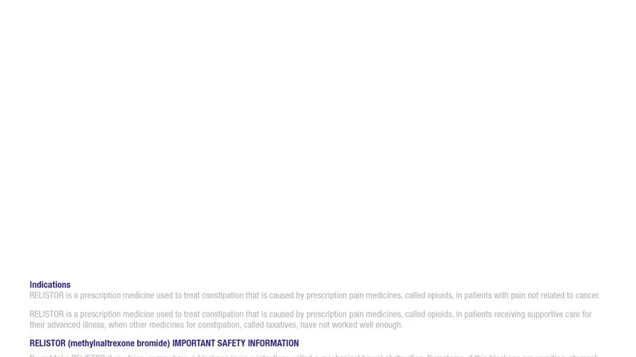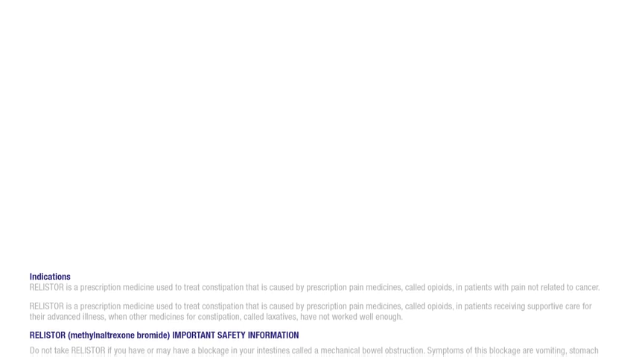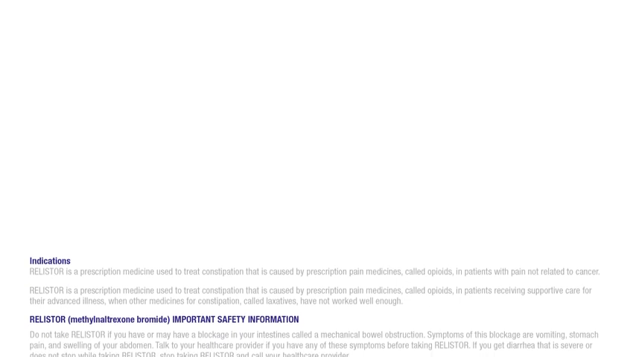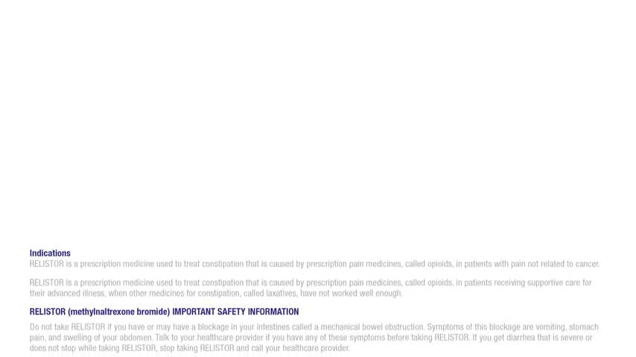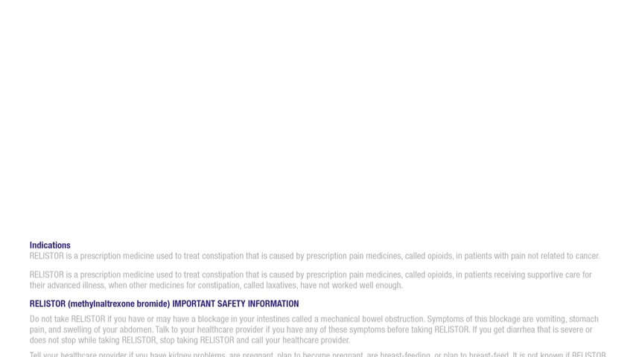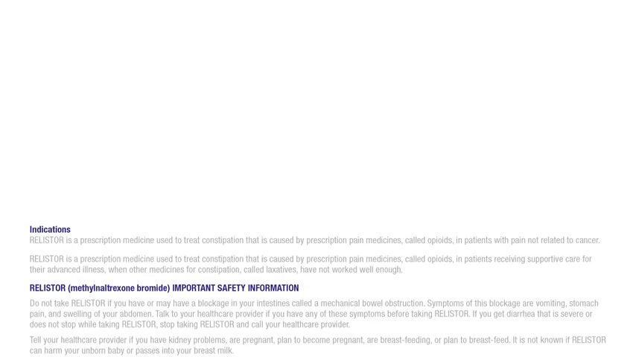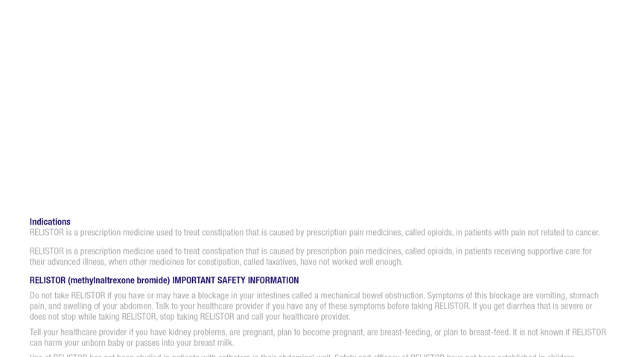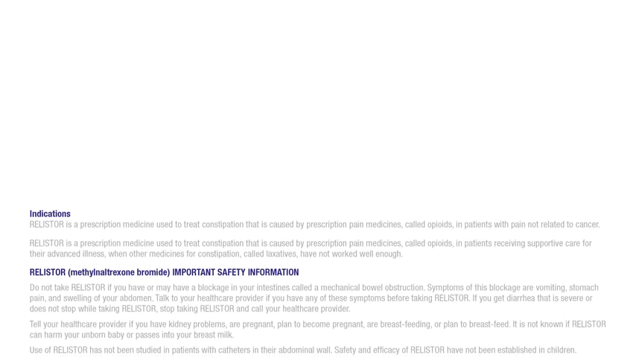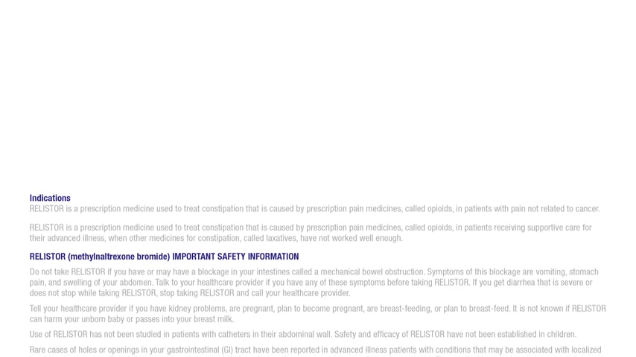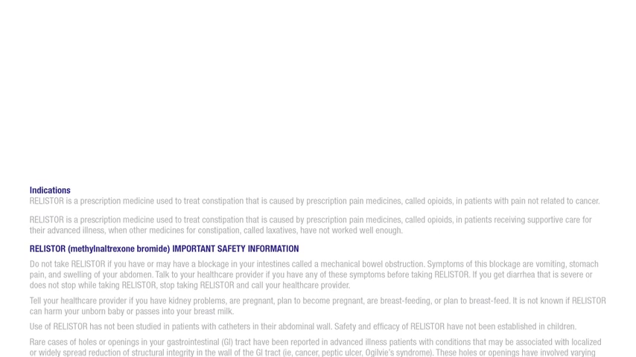Indications. Relistor is a prescription medicine used to treat constipation that is caused by prescription pain medicines called opioids in patients with pain not related to cancer. Relistor is a prescription medicine used to treat constipation that is caused by prescription pain medicines called opioids in patients receiving supportive care for their advanced illness when other medicines for constipation, called laxatives, have not worked well enough.